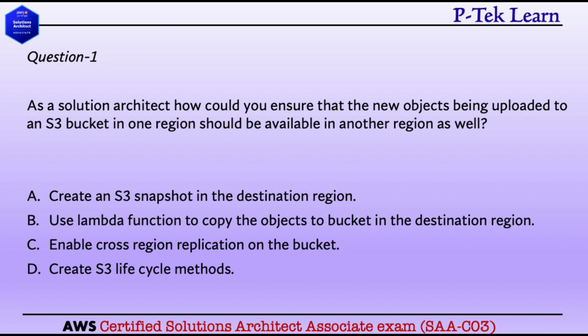Option C. Enable cross-region replication on the bucket. This is the right answer. So we are looking for replicating the objects that are being uploaded to an S3 bucket. This is a configuration which can be done at a bucket level in S3. That enables automatic asynchronous copying of objects across buckets in different AWS regions. So option C is the right answer.